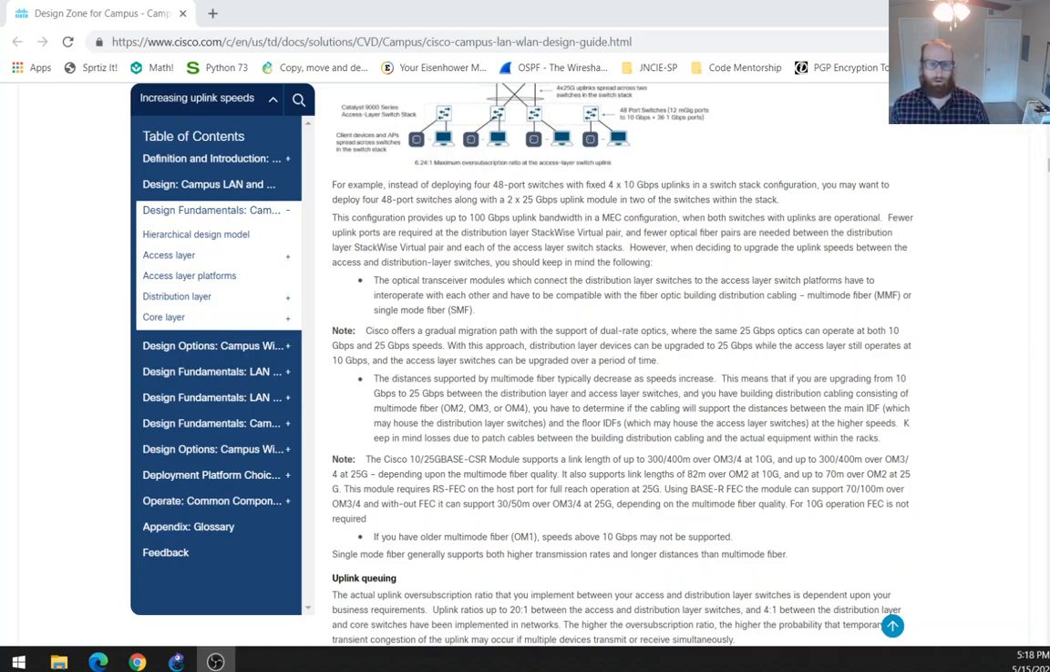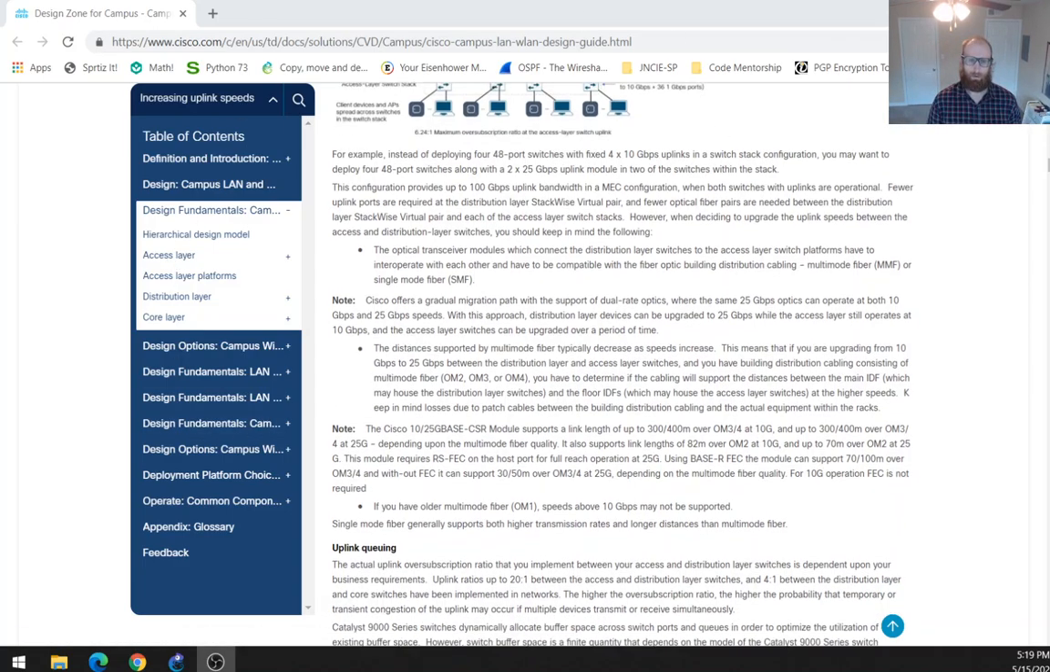Note, Cisco offers a gradual migration path with the support of dual rate optics, where each 25 Gbps optic can operate at both 10 Gbps and 25 Gbps speeds. With this approach, distribution layer devices can be upgraded to 25 Gbps while the access layer still operates at 10 Gbps, and the access layer switches can be upgraded over a period of time.